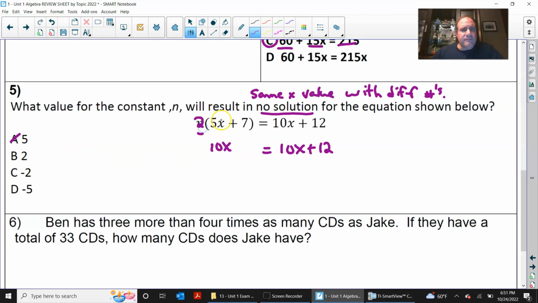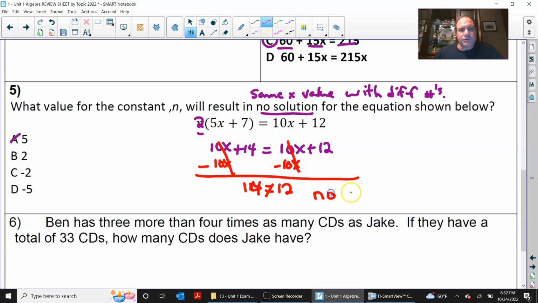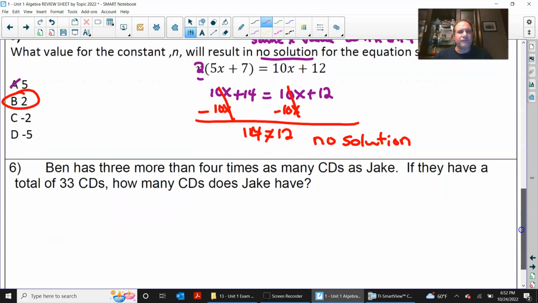2. Let's see, 2 times 5 is 10x. 2 times 7 is 14. That would be no solution. Again, if you went and got the x's together, you minus the 2x and minus the 10x on both sides. This would cancel and this would cancel. You'd get 14 equals 12, and it doesn't equal 12. This is no solution. So you don't have to search any further. B is your answer. 2 would be the number that you would substitute for no solution.